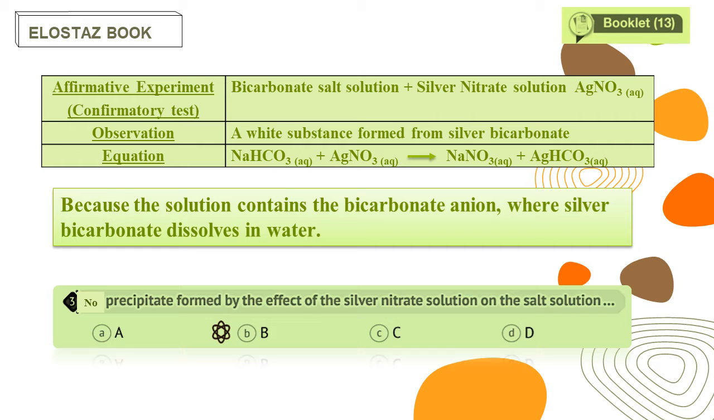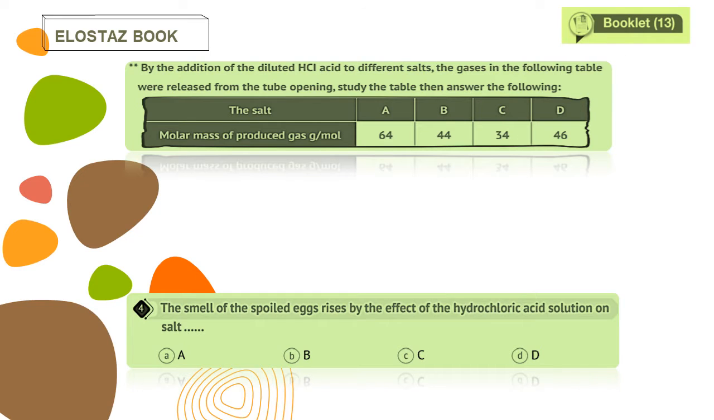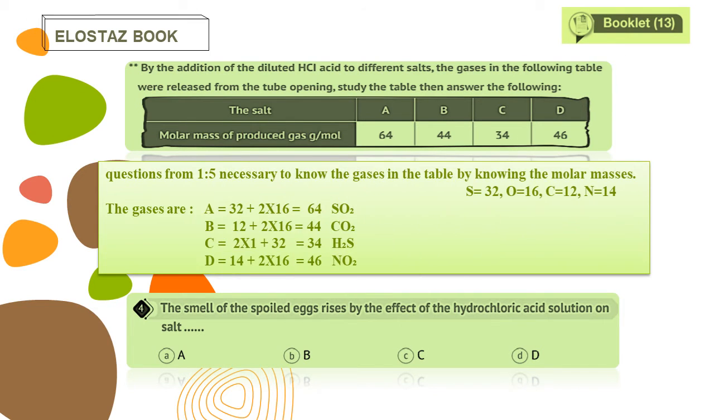Let's go to question 4, also with the table. Question 4: the smell of spoiled eggs rises by the effect of hydrochloric acid solution on what? What will give the spoiled egg smell? The spoiled egg smell belongs to only one gas, so it will belong to hydrogen sulfide. I think it's an easy question. From the five, the first one will be easy here. In question 4, the smell belongs to hydrogen sulfide gas.